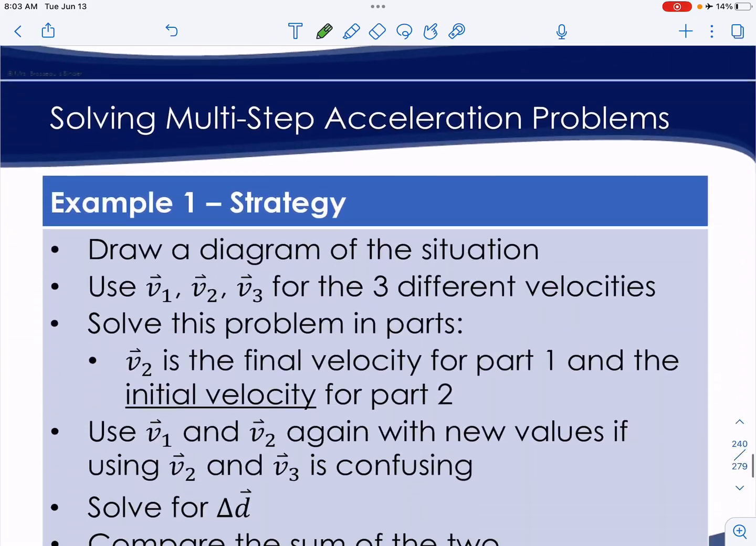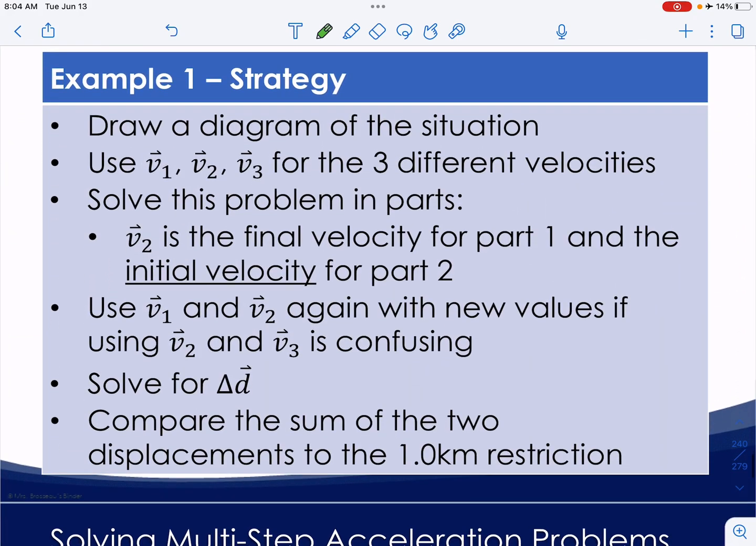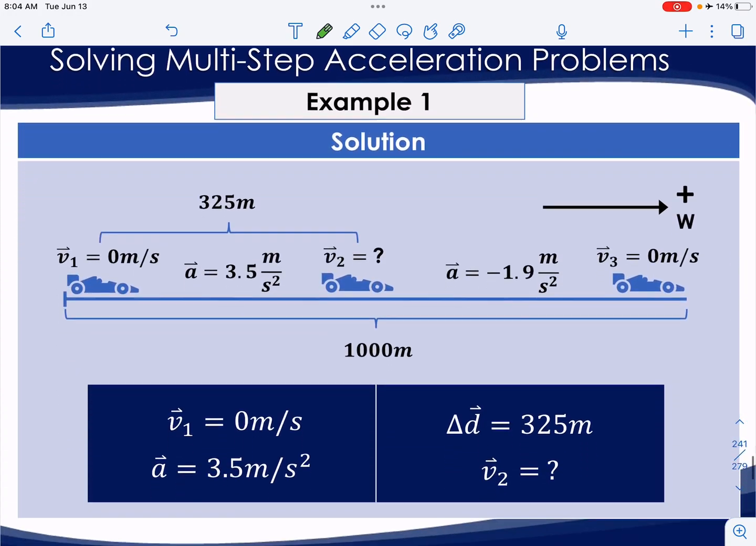All right, so let's look at this. What's the strategy? First, draw a diagram of the situation. Use V1, V2, V3 for the 3 different velocities. Solve the problem in parts. V2 is the final velocity for part 1 and the initial velocity for part 2. Use V1 and V2 again with new values if using V2 and V3 is confusing. Solve for delta D and compare the sum of the 2 displacements to the 1 kilometer restriction.